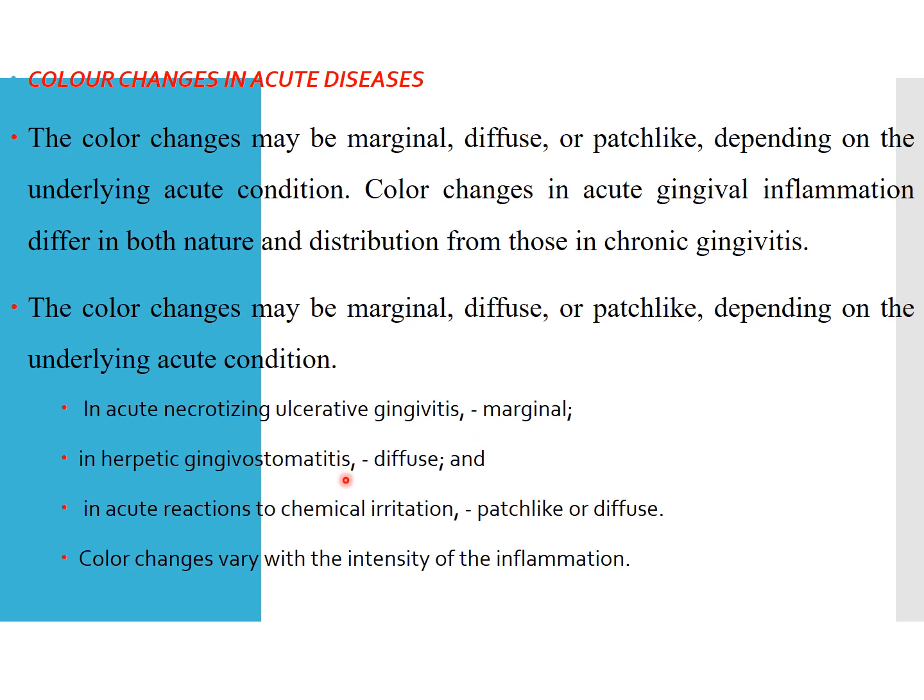In herpetic gingivostomatitis it will be diffuse, and in acute reactions to chemicals it can be patch-like or diffuse. Color changes vary with the intensity of inflammation. So in acute infectious disease, it can be either marginal, diffuse or patch-like. It will be mostly a whitish gray or grayish pink color.